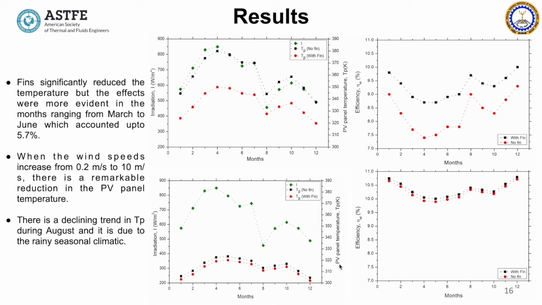These two graphs show the year-round performance of the with fin and no fin cases. This graph is for 0.2 meter per second and this graph is for 10 meter per second. The fin significantly reduced the temperature, but the effect was more evident in the months ranging from March to June, which accounted for up to 5.7%. And there is a declining trend in the panel temperature during August. It is due to the rainy seasonal climate.